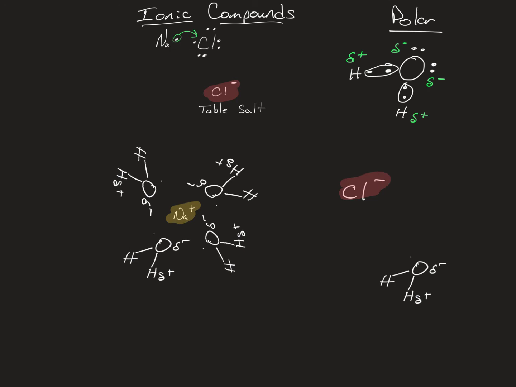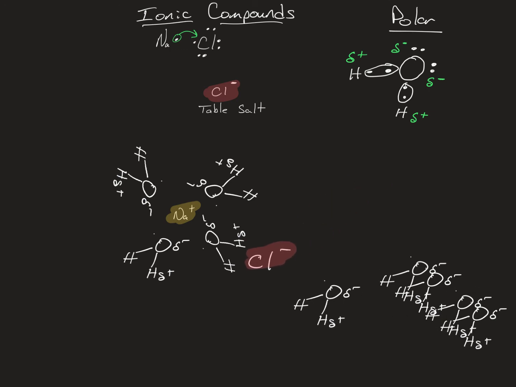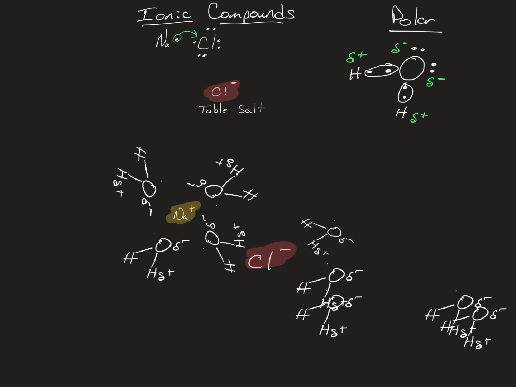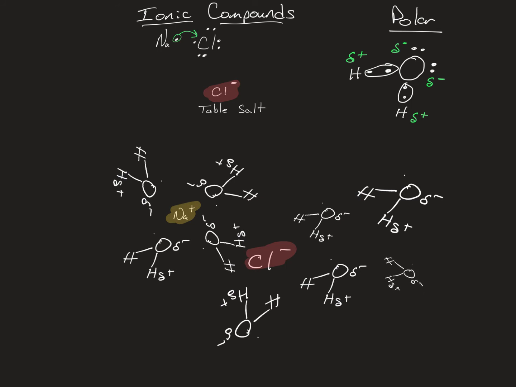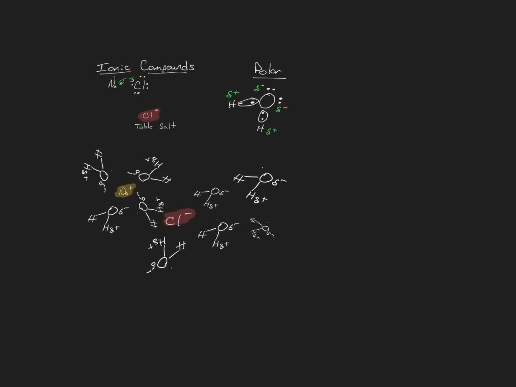And the reason that happens is because water is polar. It has a positive side and a negative side. And so the positive and negative sides align. They form a pattern that allows the positive side of hydrogen to point towards the negative chloride, and the negative side of oxygen to point towards the positive sodium. And that's called dissolving. That's what dissolving means.